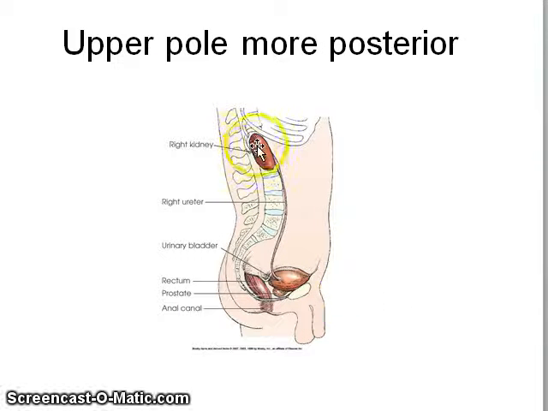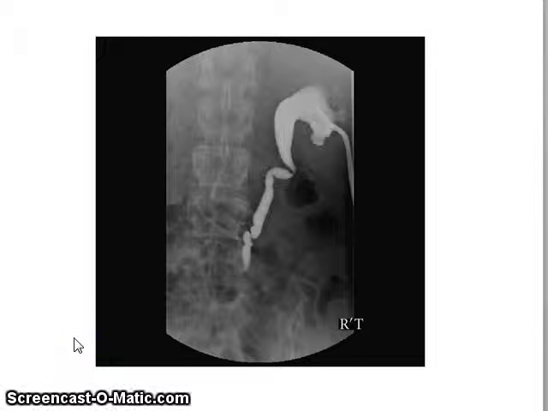Here's a lateral view showing that the upper pole is more posterior than the lower pole. And all of this is important when it comes to making a percutaneous stick of the kidney. Percutaneous antegrade pyelography. So for that, the patient is prone and the stick comes from the posterior. So again, the anatomy explains why that is.